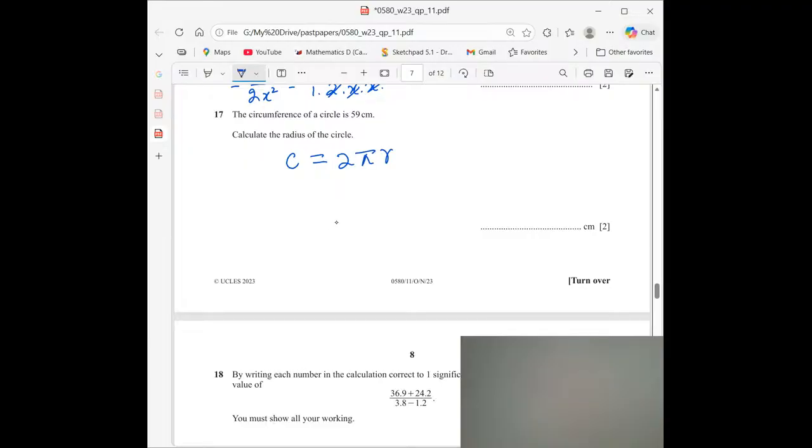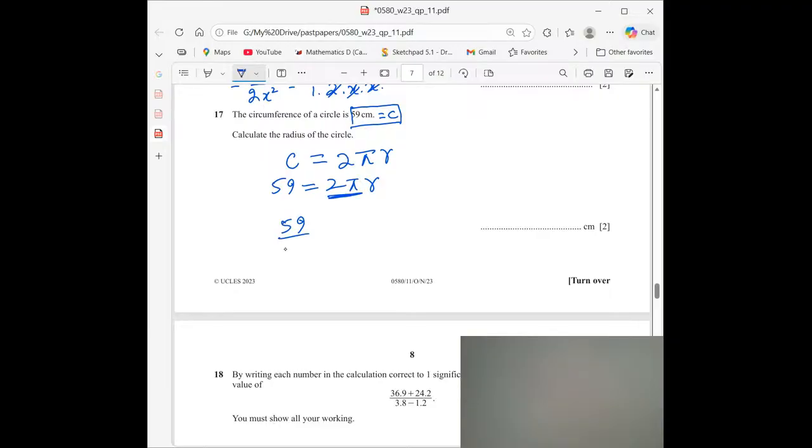C is circumference. This 59 is the value of C given here. So we can write 59 here, and the radius is required. The formula is utilized, so we can take the 2 pi from the left hand side, and it will divide 59. So 59 divided by 2 pi is the radius.